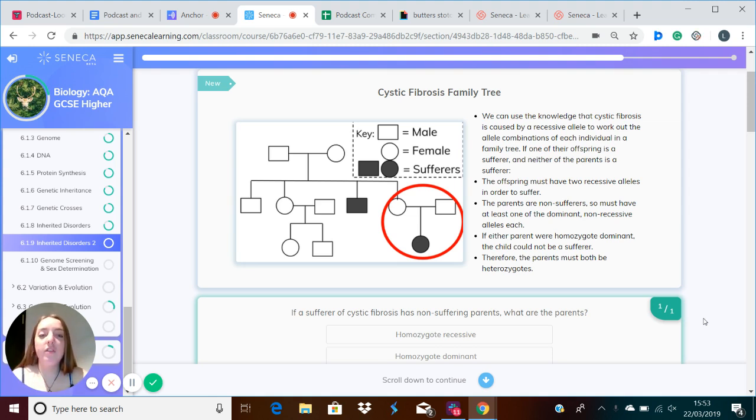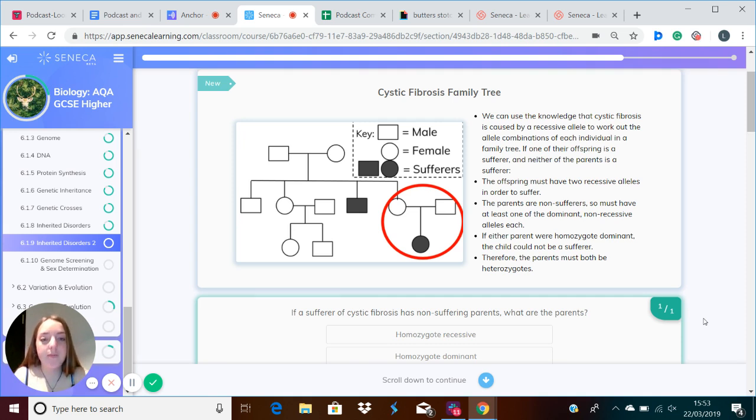So if one of the offspring of parents is a sufferer and neither of the parents are sufferers, we can work out the following. We will know that the offspring must have two recessive alleles in order to suffer, because cystic fibrosis is caused by a recessive allele, and a recessive allele is only expressed if the person has two copies of that allele.